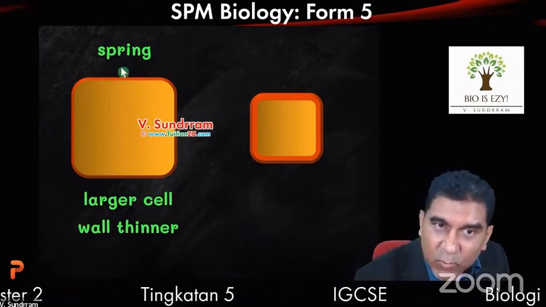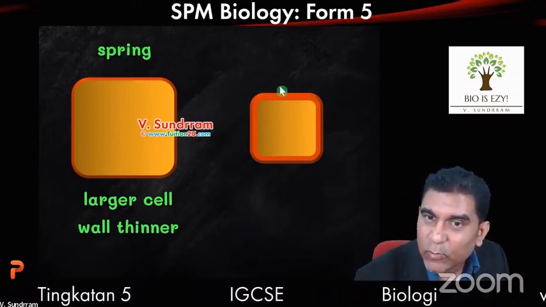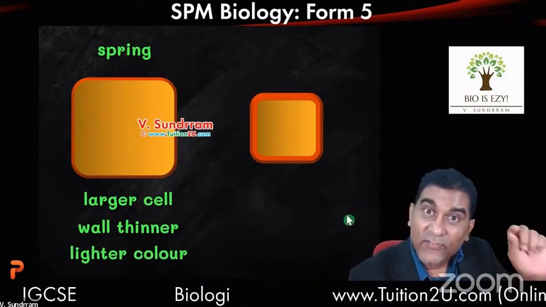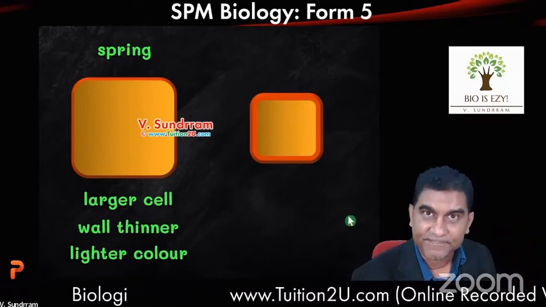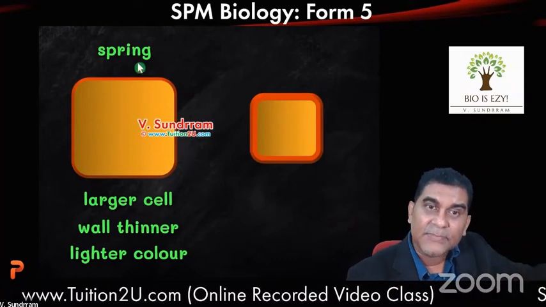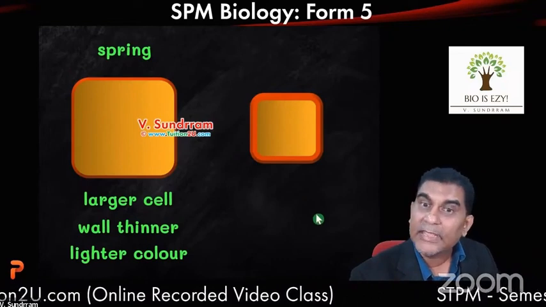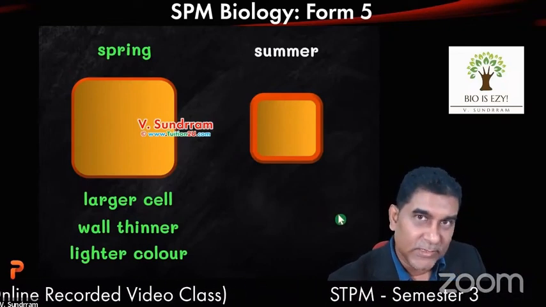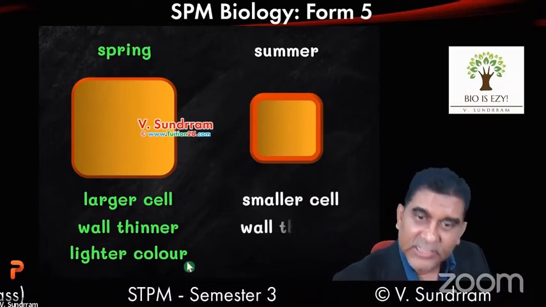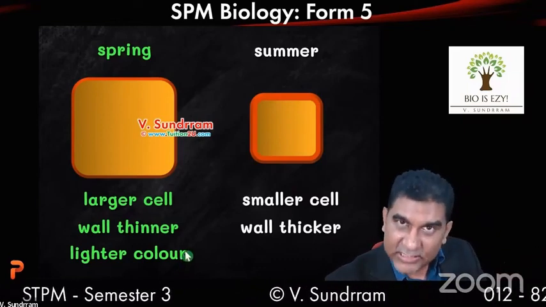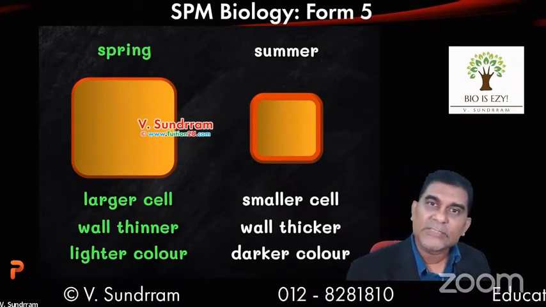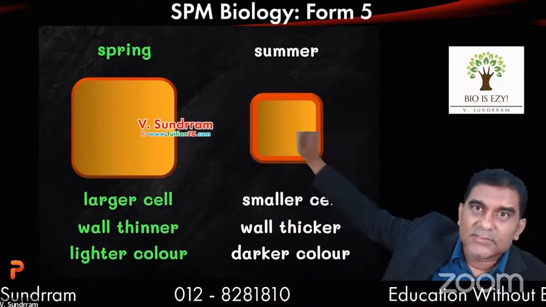And you can see, because the wall is thinner, they are lighter color. If the wall is thicker, they are darker color. So because the wall is thinner, they form the ring that is lighter color. The lighter color ring consists of secondary xylem that forms in spring. In summer, growth rate is lower. The cell is smaller. The wall is thicker. Because the wall is thicker, the ring that forms is darker color. You can explain this. This is your answer for annual rings. This is the answer.